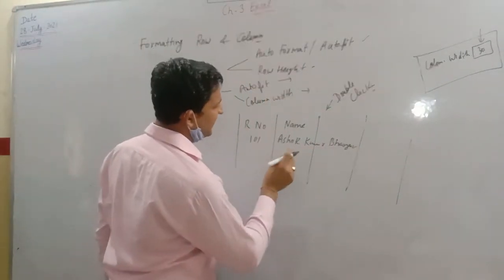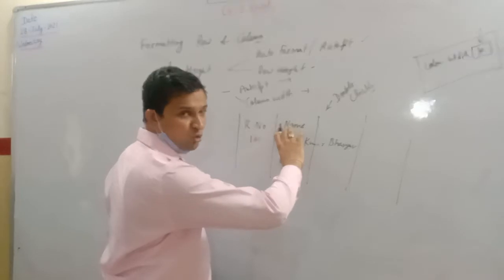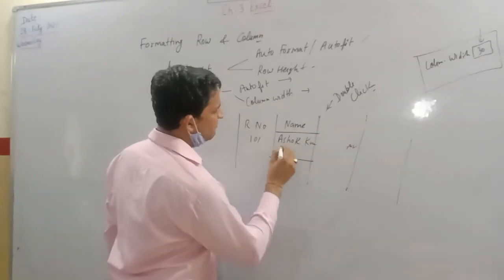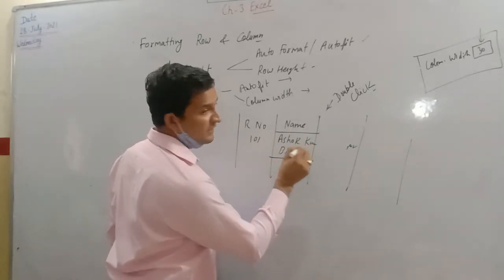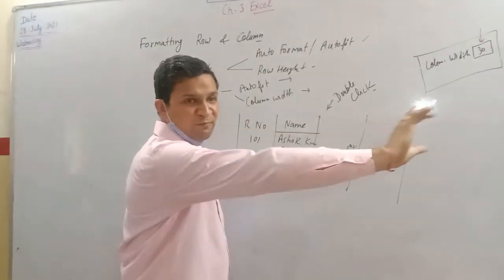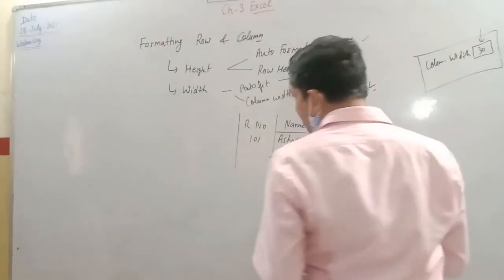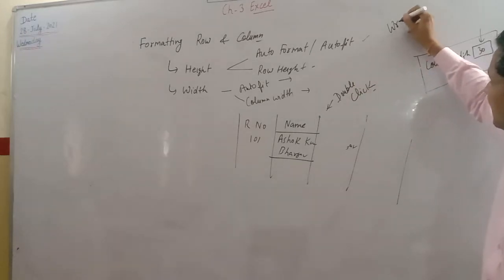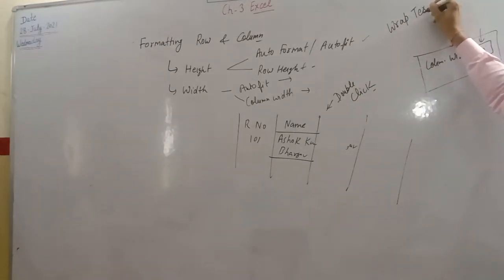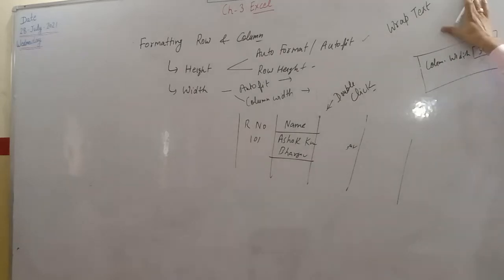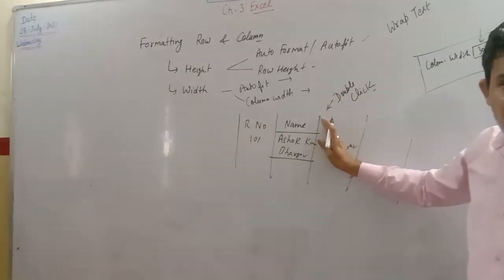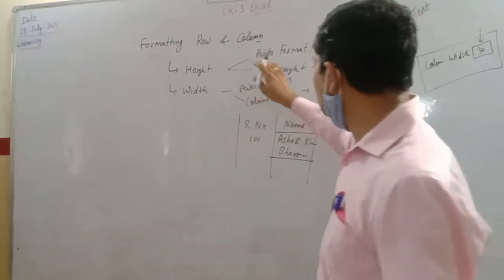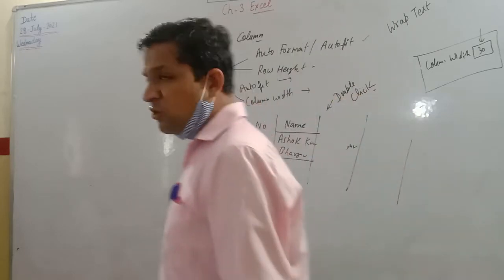Suppose you want to enter the data Ashok Kumar Bhargav in 2 rows, but the cell is single. By default it will display in one line. To adjust the height, we have more options. For that we can use the wrap text option also. Wrap text will adjust the remaining part in the next row. That is one option. Second option, you can use row height or auto fit.